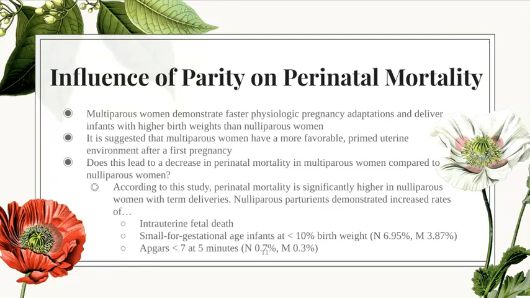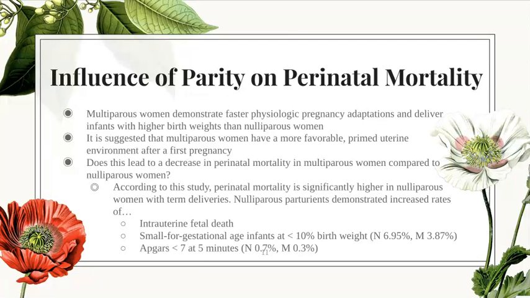Out of all total deliveries included in this sample size over the course of 4 years in California, approximately 60% were nulliparous and 40% were multiparous, with only one prior birth. This study concluded that perinatal mortality is significantly higher in nulliparous women with term deliveries. Nulliparous patients demonstrated increased rate of intrauterine fetal death, small for gestational age infants, and less than 10% birth weight, and more APGAR scores higher than 7 at the 5-minute mark. Here I've listed the percentages for nulliparous and multiparous patients within the parentheses.